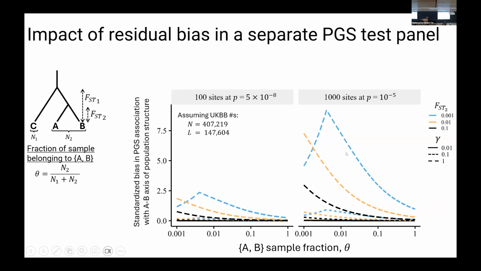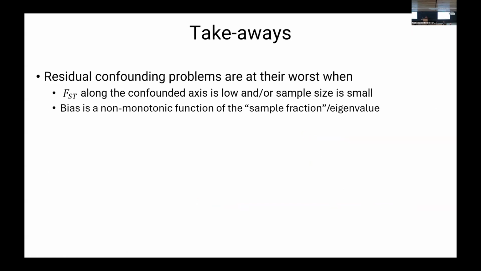So you can see the issue in that certain decisions that you might make might include more biases in your effect sizes and bias these polygenic score tests. So what are the takeaways from all this so far? Is that this problem of residual confounding under just this device of a 3 population model is worse when the FST, or the signal of structure along the confounded axes, is small. So fine structure might make things worse.